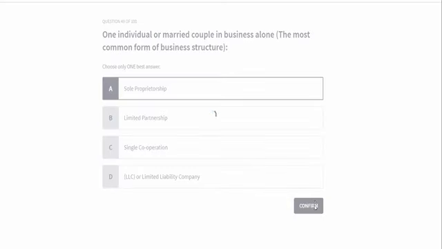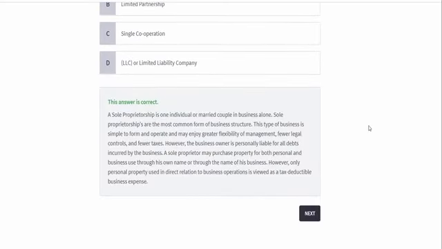That's going to be a sole proprietorship. So, a sole proprietorship is one individual or married couple in business alone. Sole proprietorships are the most common form of business structure. This type of business is simple to form and operate and may enjoy greater flexibility in management, fewer legal fees, and fewer taxes. However, the business owner is personally liable for all debts incurred by the business.